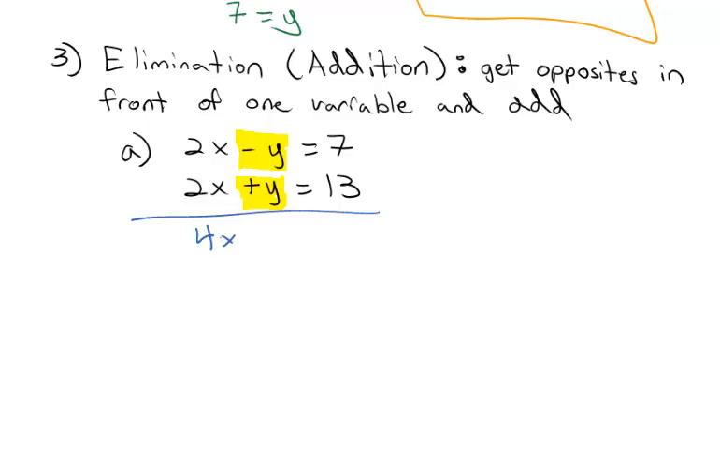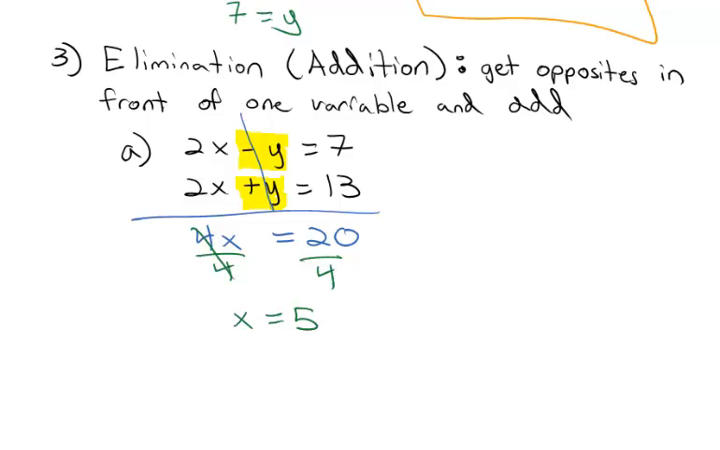2x plus 2x is 4x. The y's add to 0. Equals 7 and 13 is 20. This will give us an equation that's very easy to solve. Quickly dividing by 4 tells us that x is equal to 5.